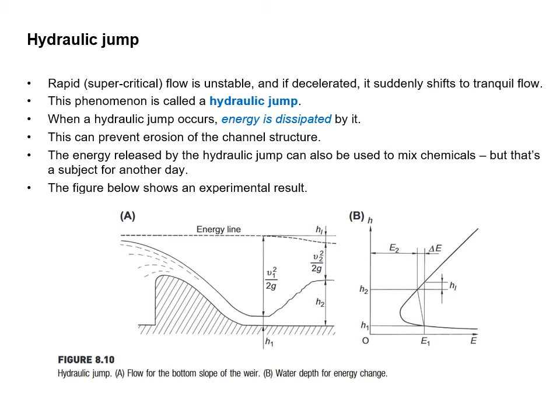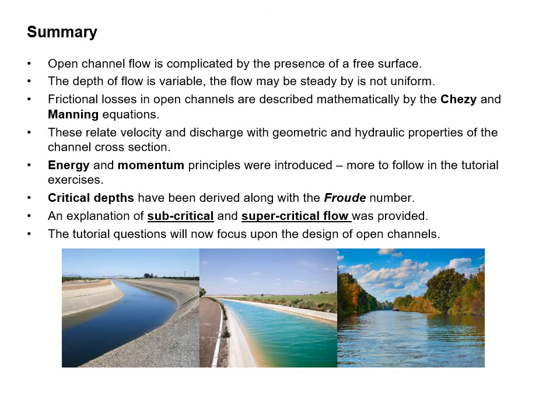Figure A, flow for the bottom slope of the weir, and B, the water depth for the energy change. So in summary, we've seen how open channel flow is complicated by the presence of a free surface. The depth of flow is variable, and the flow may be steady, but is not uniform. Frictional losses in open channels are described mathematically by the Chezy and Manning equations, and these relate velocity and discharge with geometric and hydraulic properties of the channel cross-section.